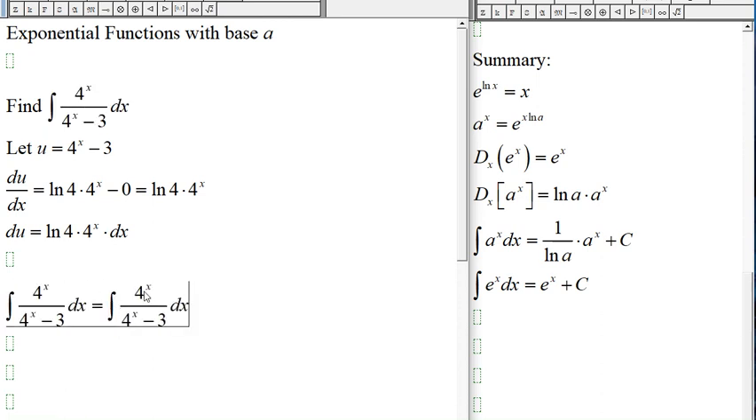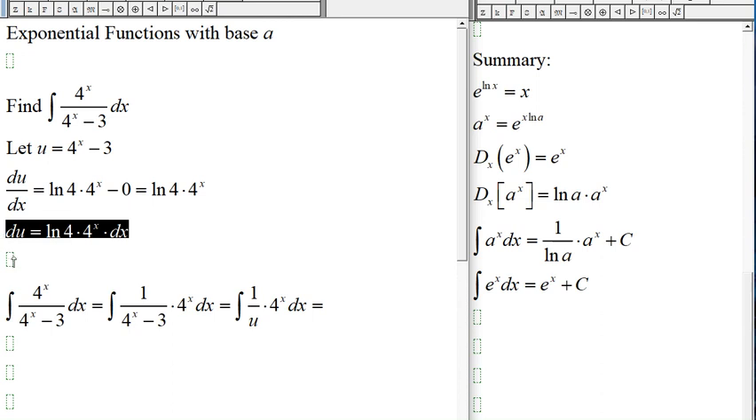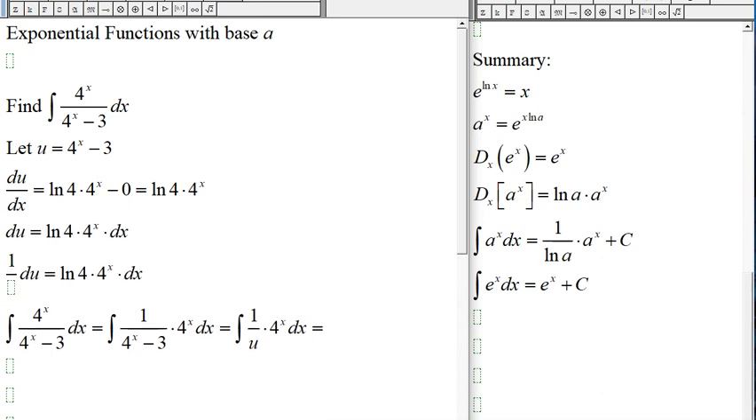And so our integral right here, we can rewrite like this. This is 1, and then times 4 to the x. And then 4 to the x minus 3 is u. And then right here we have ln 4 times 4 to the x dx. But here we only have 4 to the x dx. So we can multiply both sides by 1 over ln 4. And this would be 4 to the x times dx. So in the place of 4 to the x dx, we have 1 over ln 4 times du.